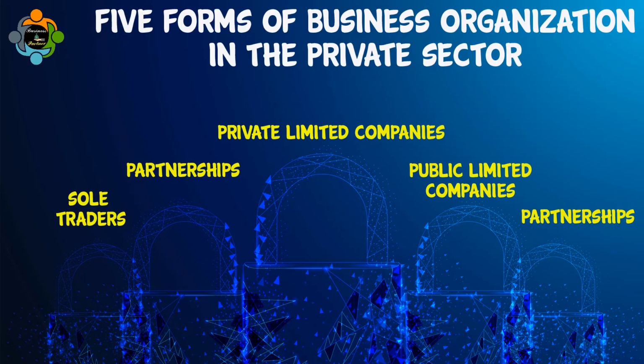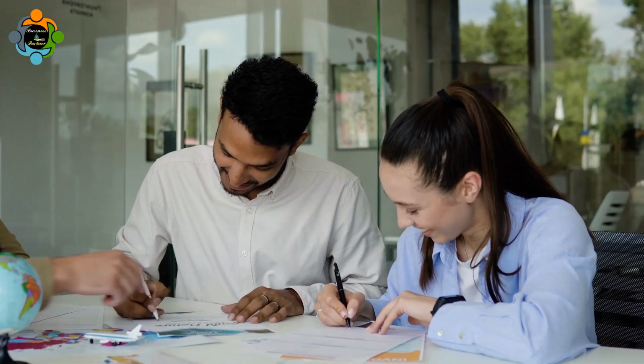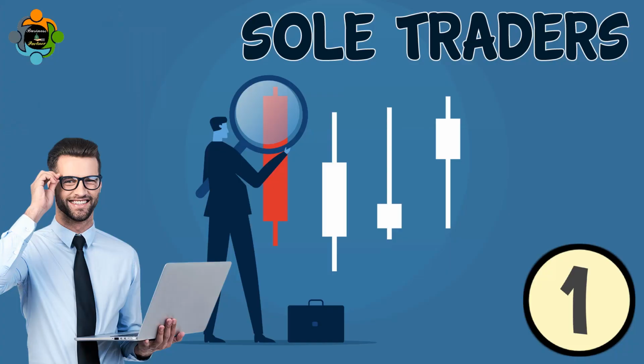Today we are diving into the 5 forms of business organization in the private sector. They are important for anyone studying business. Let's start with sole traders. This is the simplest form of business.